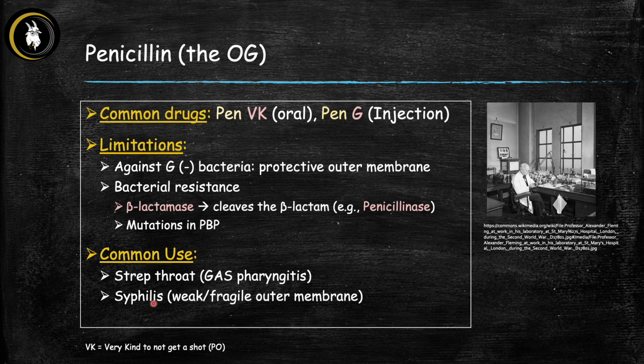And this may sound a little bit counterintuitive because syphilis is a gram-negative bacteria. And I mentioned up here that penicillin isn't effective against most gram-negative bacteria because of their protective outer membrane. The thing that's unique about syphilis is that it actually has a pretty weak and fragile outer membrane, which allows penicillin to get through and affect the cell wall, and is actually pretty effective against treatment of most cases of syphilis.